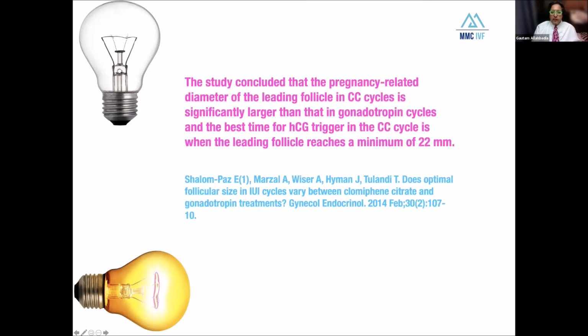And this is a study from Israel that tells us, does optimal follicular size in IUI cycles vary between tablets, clomiphene citrate, and injections, fertility injections? Yes, they vary, and 16 to 18 millimeters is the trigger with fertility injections. And when you use clomiphene, when the leading follicle reaches 22 millimeters, one should trigger.